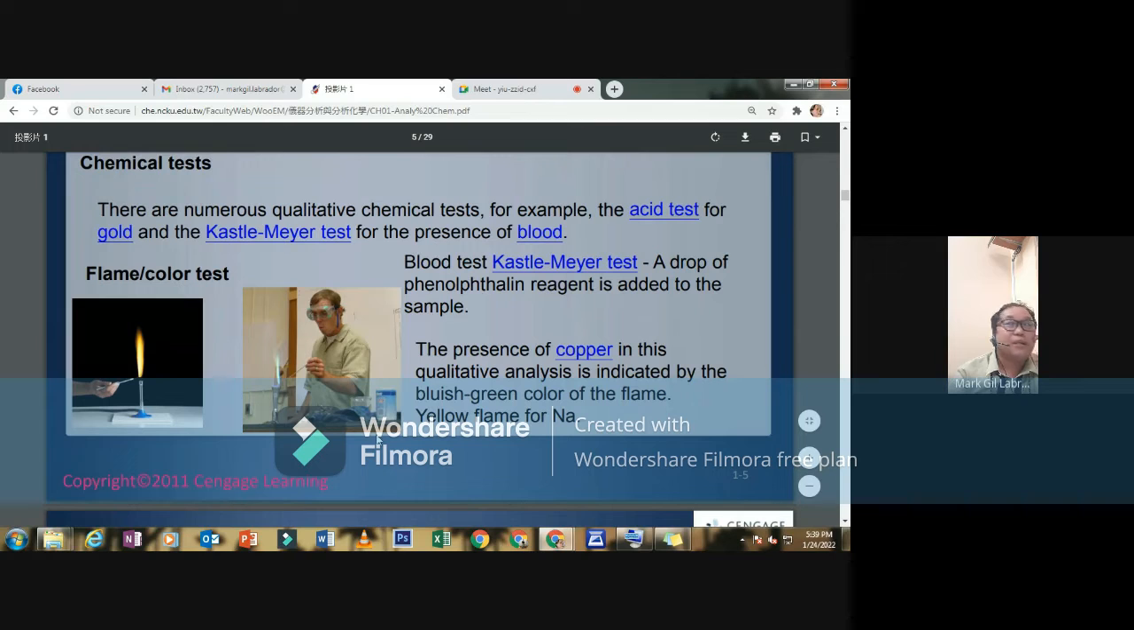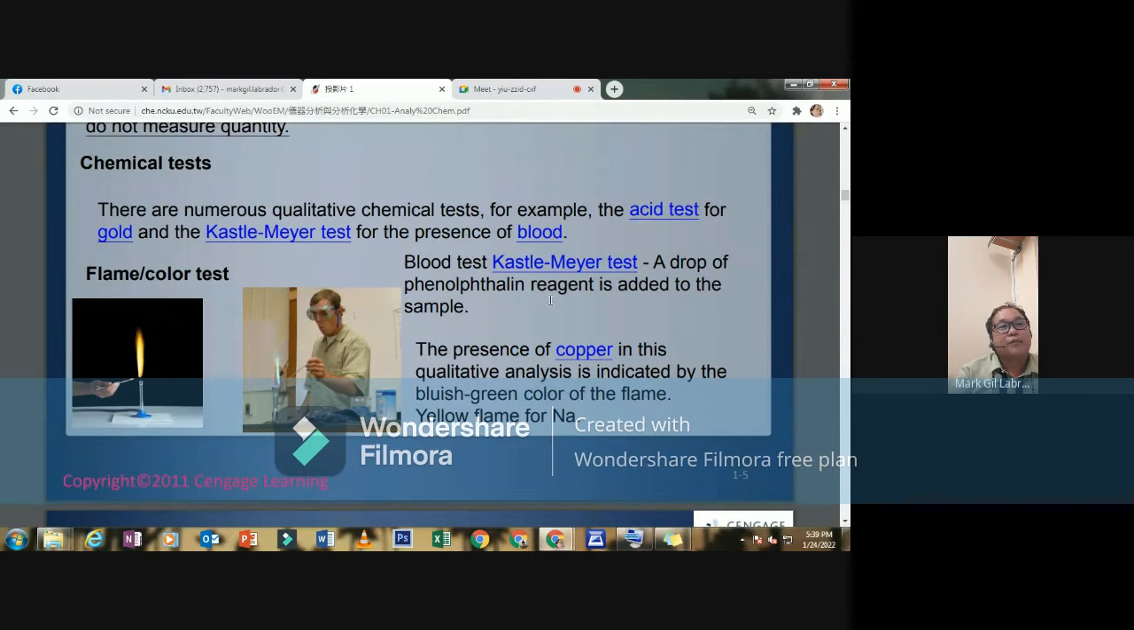So ito, based on our picture, we have here a flame or the color test. Kung mag-change ang color, yan siya. Another one, this one is a blood test, Kastle-Meyer test. A drop of phenolphthalein reagent is added to the sample. Halimbawa, for example, we have the blood. So, dagdagan natin ng isang reagent or another sample. So, kung mag-change ang color niya, so may interpretation na ganon.